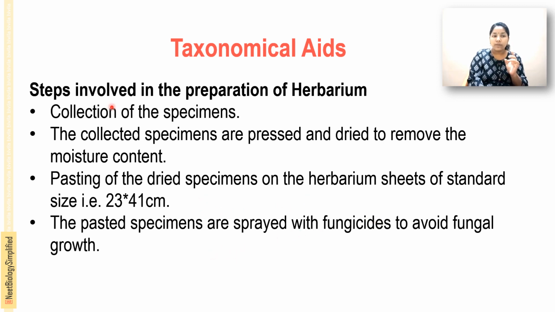So, what are the various steps involved? Collection of the specimen. The collected specimens are pressed and dried to remove the moisture content. Then it is pasted onto the herbarium sheet of size 21 by 44 centimeters. And the pasted sheets with the plant specimen are sprayed with fungicide to avoid fungal growth.